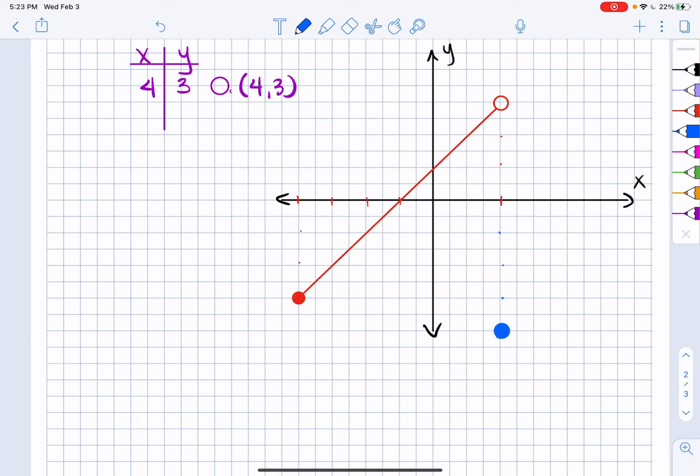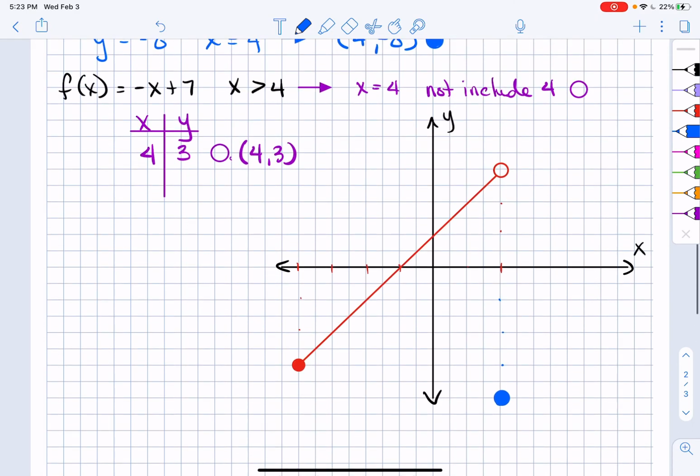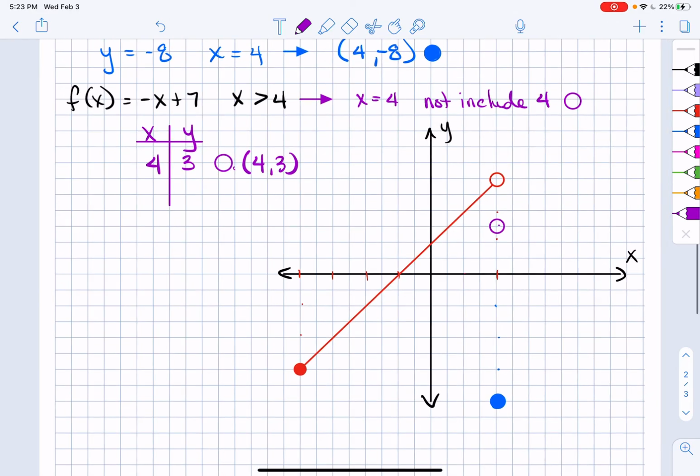There we go. And then I have an open circle at 4, 3. So here's 4, 1, 2, 3. Okay, so there's an open circle, but it'll continue on forever and ever. The problem with this is that it doesn't have an endpoint. It goes on forever and ever and ever, right?